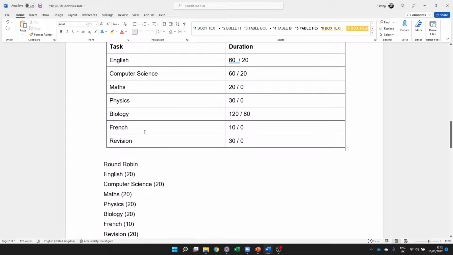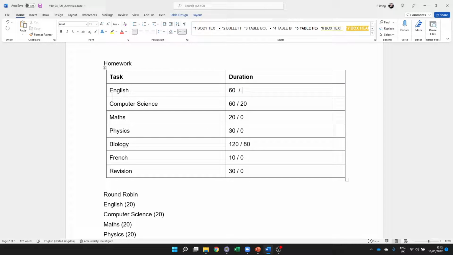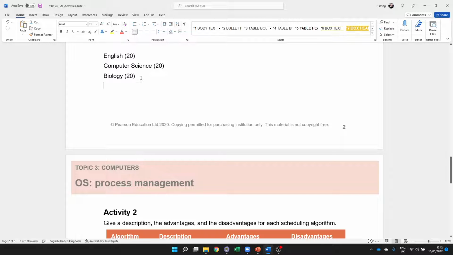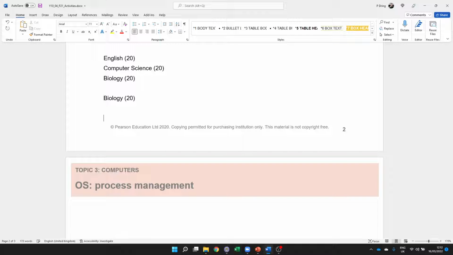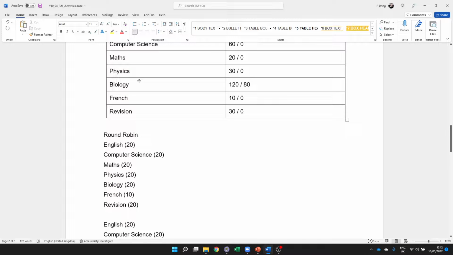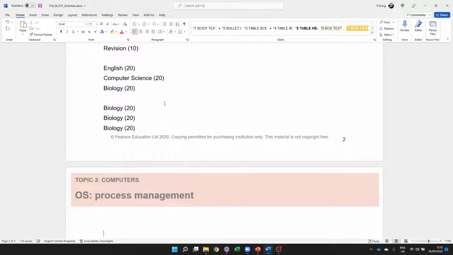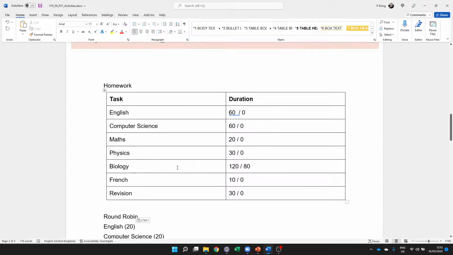I'm not going to bother doing any more. I'm going to finish English and computer science now, I think, aren't I? 0 and 0. Don't need that anymore. Don't need that anymore. And then, eventually, I've only got my large tasks left. How much more do I need to do? 80 minutes. So 20, 40, 60, and 80. Eventually, my round robin has finished, and I've finished all of my homework.